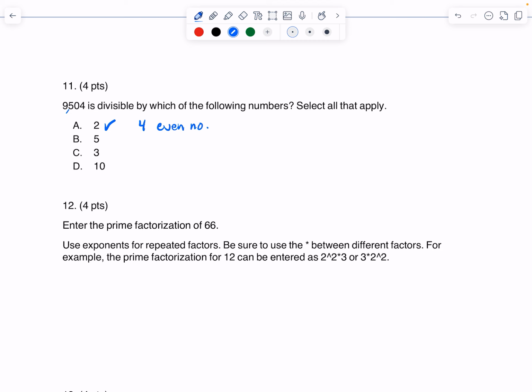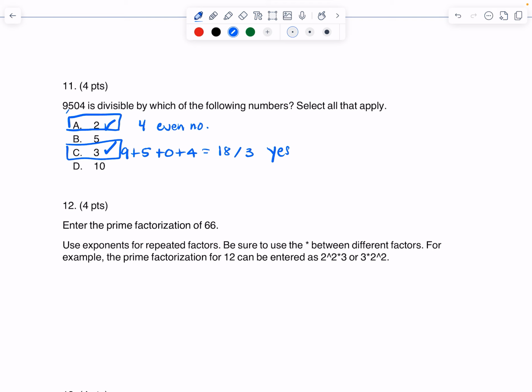For C, we have to add up all the digits in the number. And let's do that. So 9 and 5 is 14. 14 and 4 is 18. 18 is evenly divisible by 3. It goes into it 6 times. So the answer is yes, it is divisible by 3. And finally, if it's divisible by 10, the answer is no, because for divisibility by 10, the number has to end in a 0. So the answer to this is it's divisible by 2 and by 3.